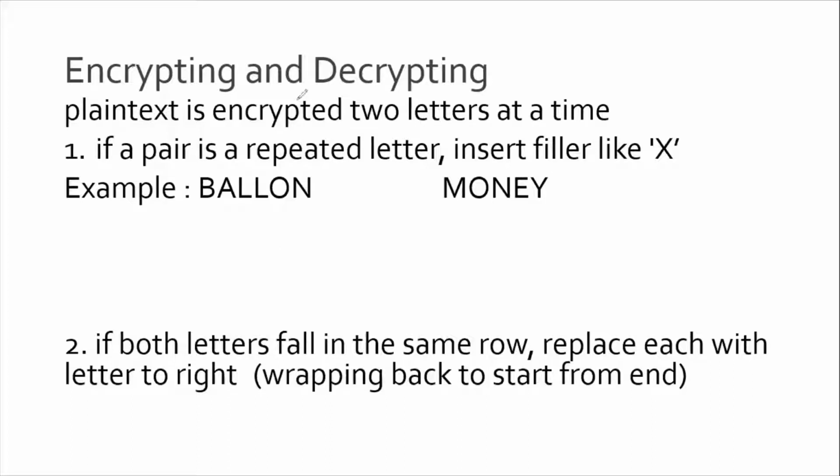So let's start with the example. Suppose we have Pakistan as a plain text. For encryption, we will create pairs of two characters: PA, KI, ST, AN. So we have to create pairs of all characters. But fortunately, these characters are even in number, and we have created pairs of all the characters.